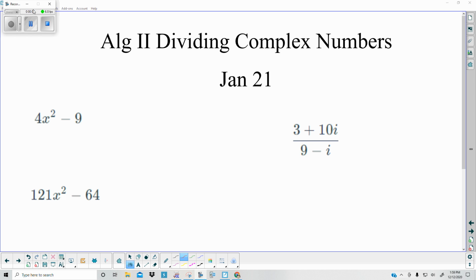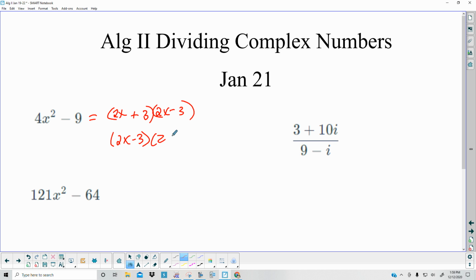Hello, everybody. So this is for the second assignment of January 21st, and it's on dividing complex numbers. When we first started this new calendar year, early January, I had you look at the difference of squares pattern, which factors into the square root of the front and the square root of the back, one positive and one negative, and it wouldn't matter which way you wrote it. This is the same thing, okay?